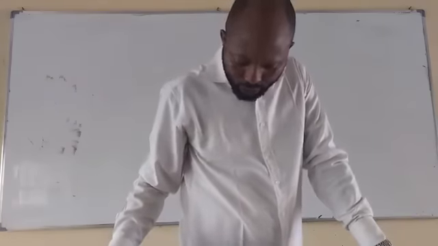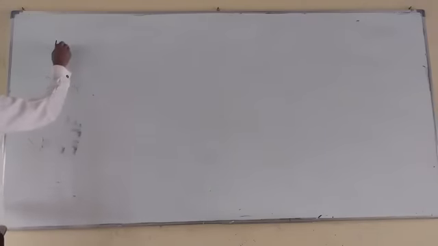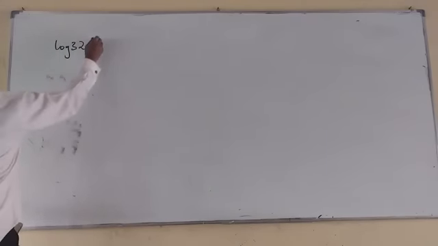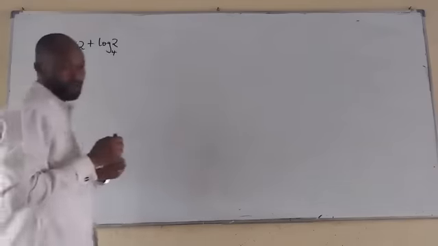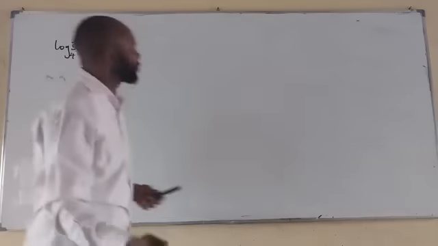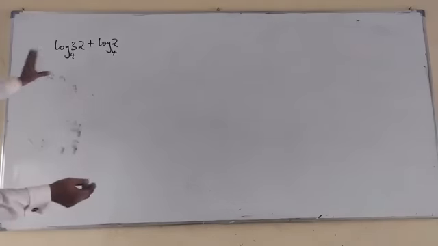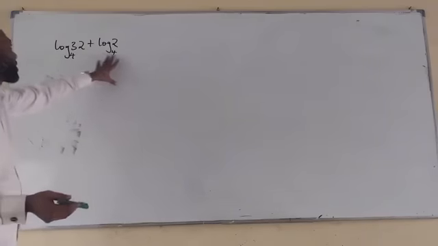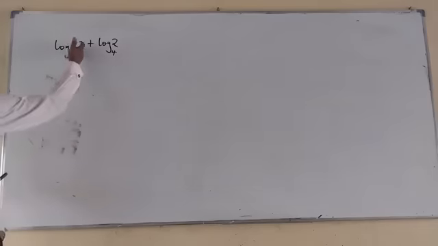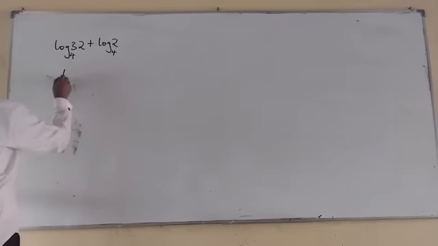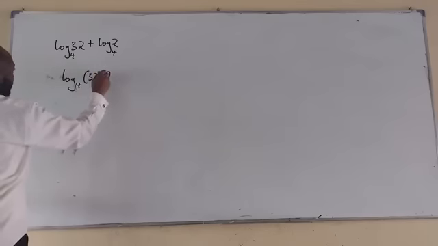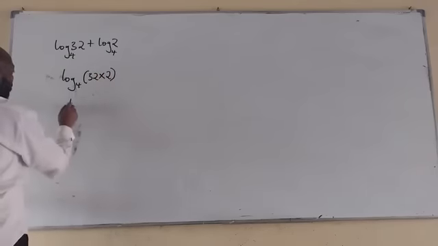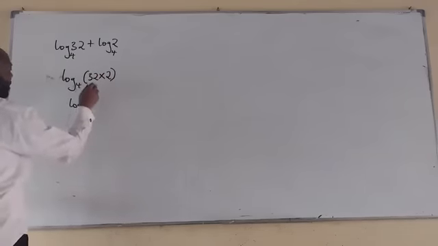Log 32 plus log 2, in base 4. Let me be certain. Base 4. The addition law says that when this happens, we should multiply. So I now have the common log, log in base 4, open bracket 32 times 2. That is what it says. So log in base 4 of 64.